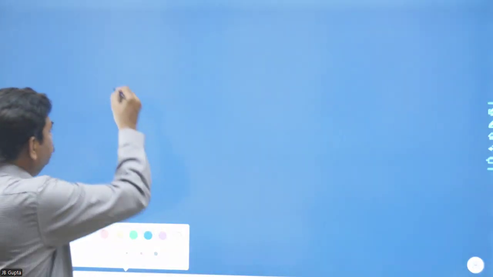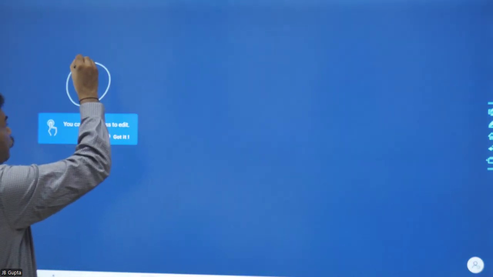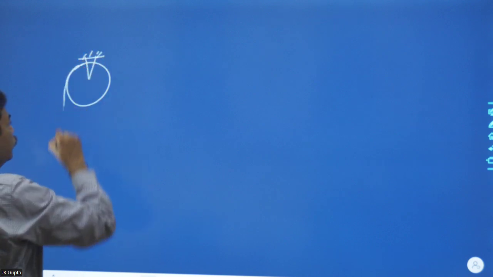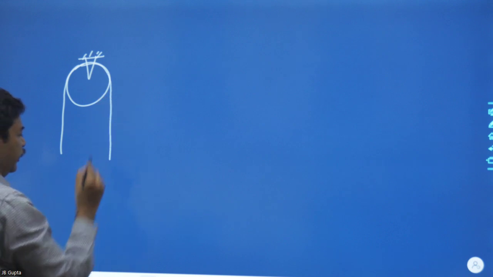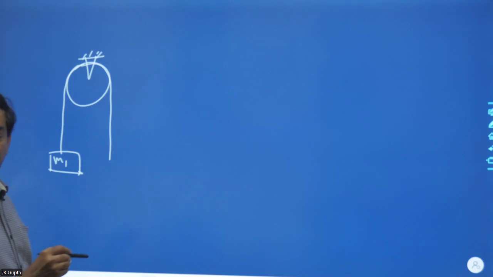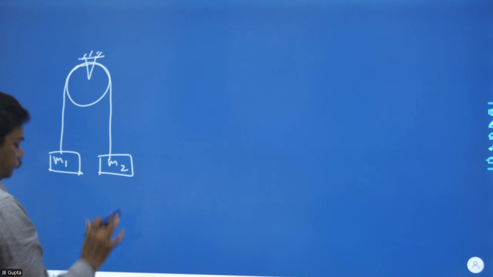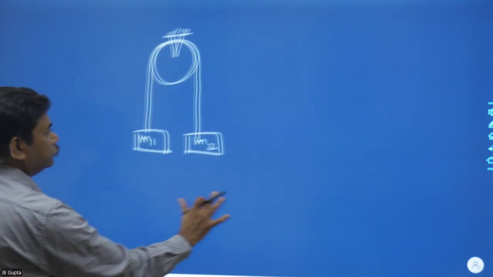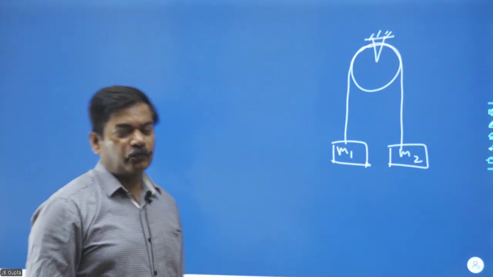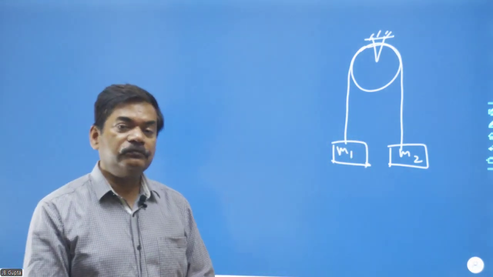So बच्चों, the question is that you have a pulley, and through the pulley an ideal string is passing. At one end of the string there is a block M1. At the other end there is a block M2.